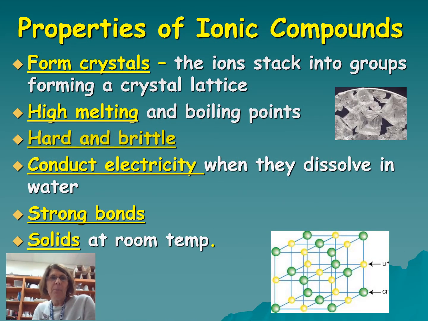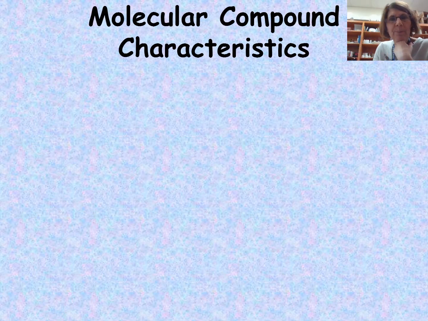So ionic compounds form crystals. They stack together in groups. They have high melting and boiling points. They're hard and brittle. They can conduct electricity because the ions separate. They have strong bonds, and they're solids at room temperature.